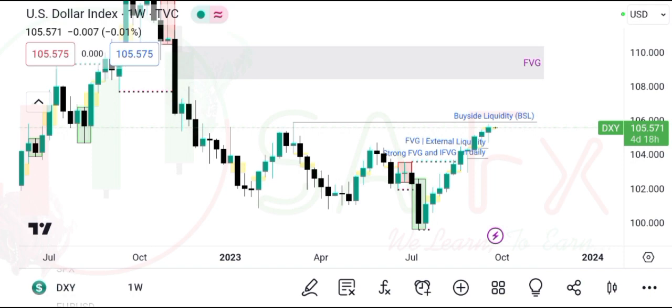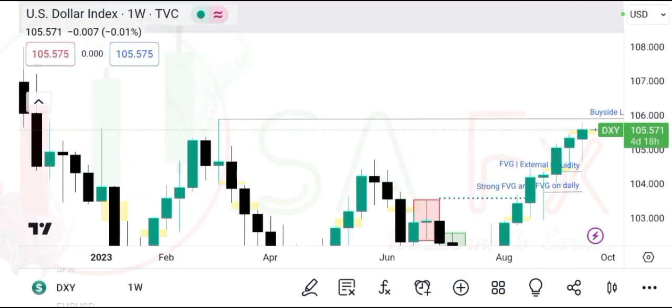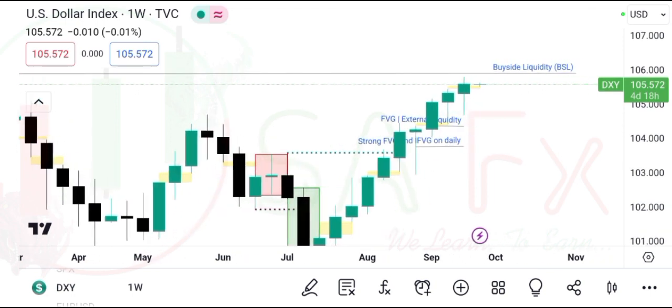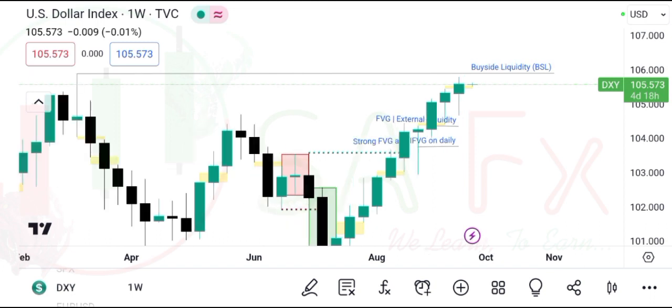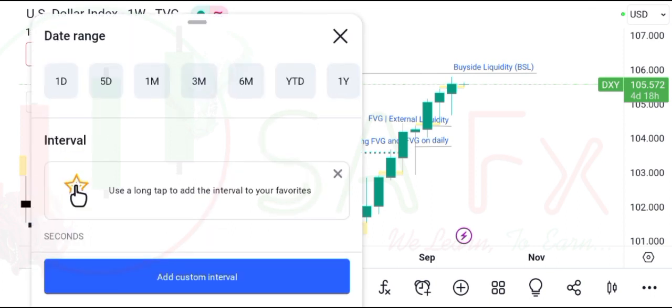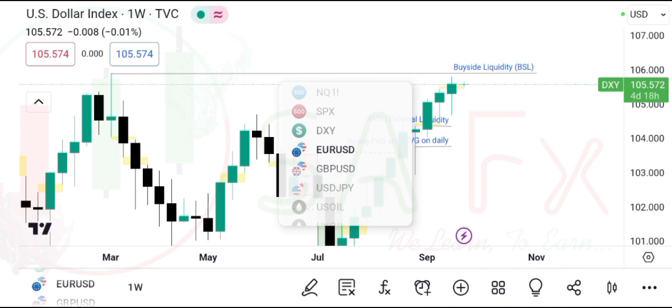It is now obvious. But when we started, if you remember, 4 weeks ago, we marked out the strong fair value gap, and before the fair value gap with the external liquidity, then it was internal liquidity, if you remember. So now the buy side liquidity here is our main target for this week, which I believe we are going to achieve for this week. Now, but before we move, let me move to our other charts.